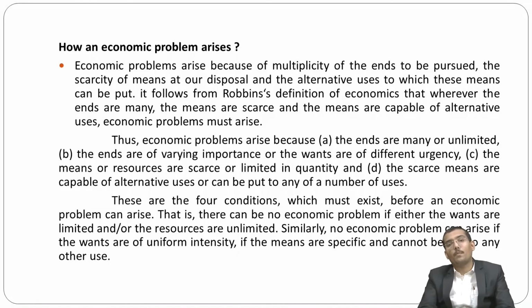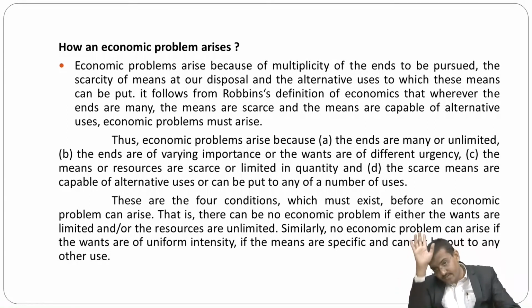The economic problem arises because of the multiplicity of the ends to be pursued, the scarcity of means at our disposal, and the alternative uses to which these means can be put. And it follows from Robbins' definition of economics that wherever the ends are many, the means are scarce, and the means are capable of alternative uses, the economic problem must arise.